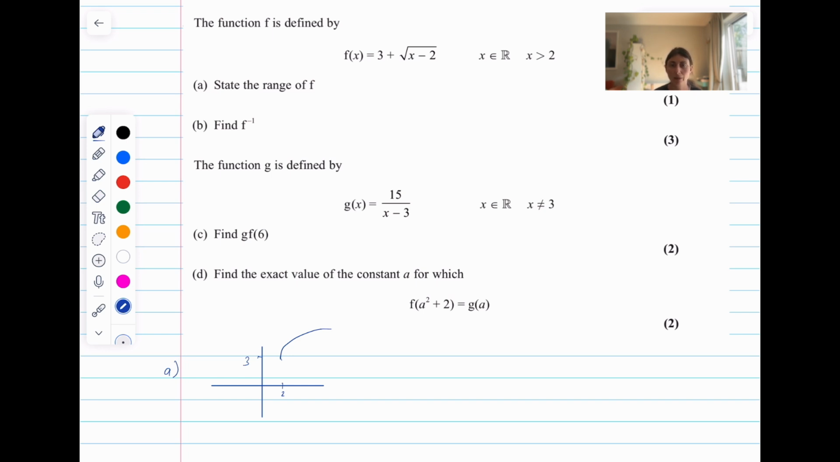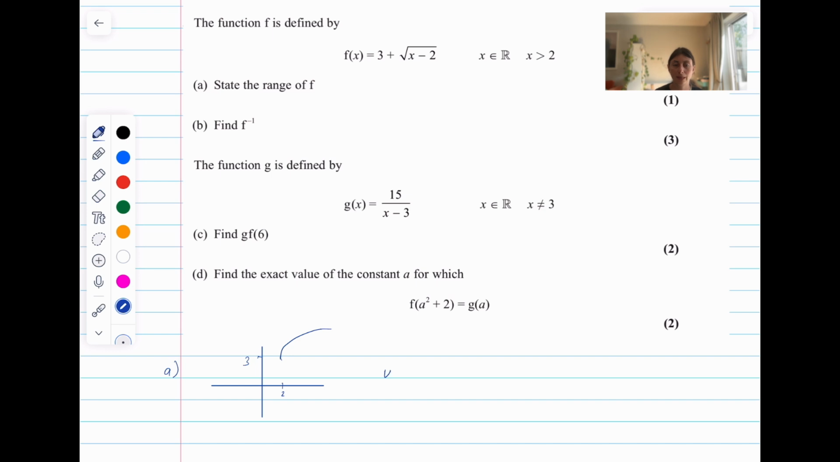X is any real number bigger than 2, so nothing needs to be rubbed out. That's what I'm seeing on my sketch. And I can read off how low down and how high up it can go. So it can go down to 3, it can't equal 3 because x can't equal 2, and it can go up to infinity. So we can just write y bigger than 3 for that one.